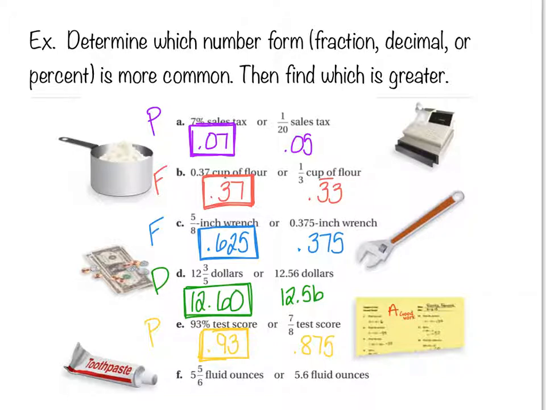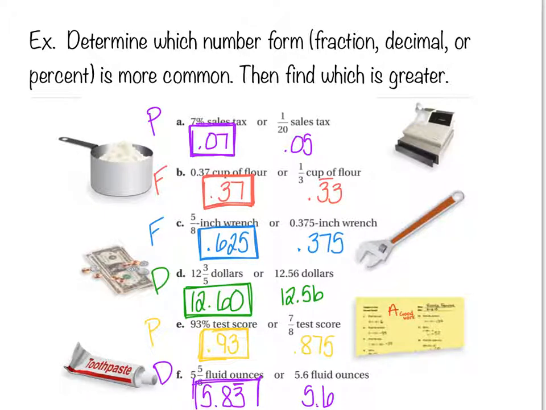So I'm seeing a pattern. All the numbers on the left so far have been bigger. And then when we're talking about fluid ounces, you can check your body wash or soap dispenser, anything that's got fluid ounces in it. You can see that they're going to use decimals. Decimals is the most common way of writing fluid ounces. So we've got 5.6, and we've got 5 and 5/6. So 5 and then 5 divided by 6 is the decimal 0.83 repeating. So that is actually bigger than 5.6.